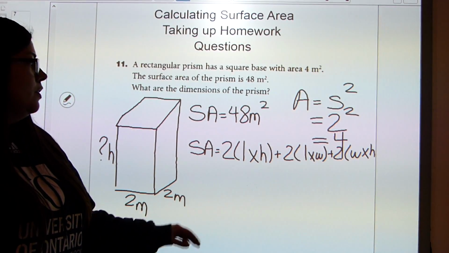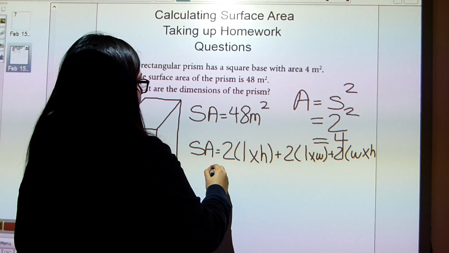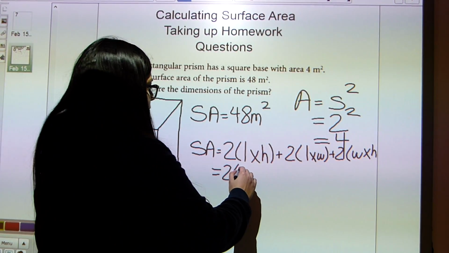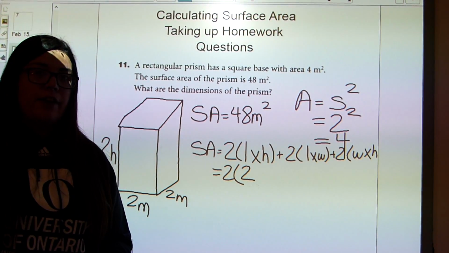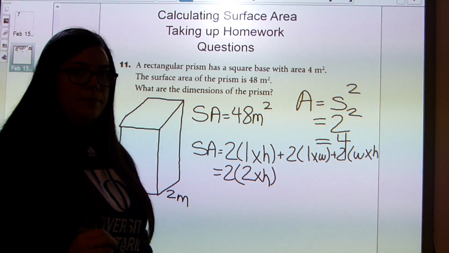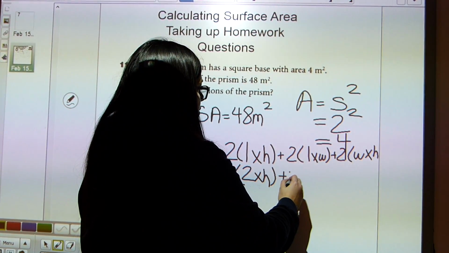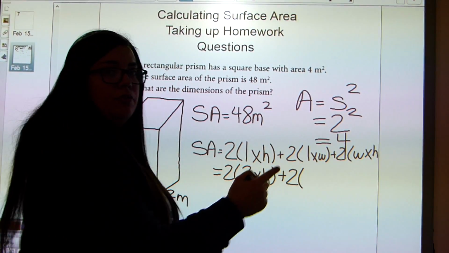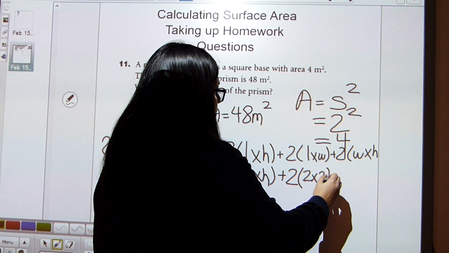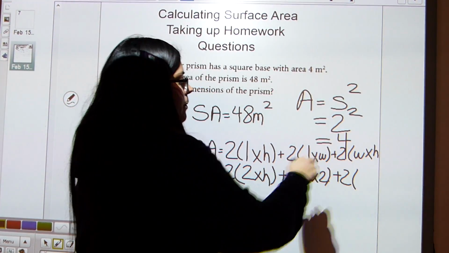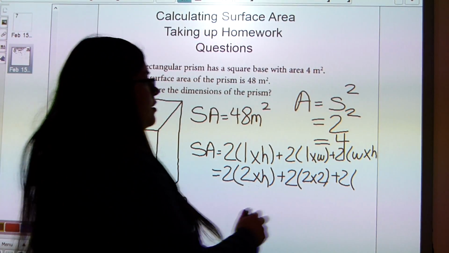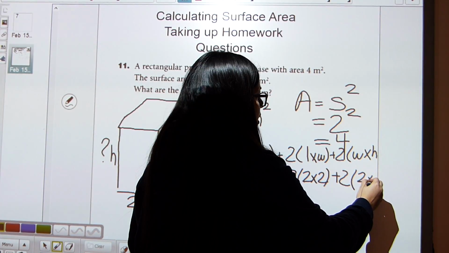Okay, so we're going to substitute in. So your length you know is 2, but you don't know your height now, so you can leave that as times h. Okay? Length times width you do know is 2 times 2. And width times height, your width is 2, your height you're not sure yet, that's what you're calculating. So you put 2 times h.